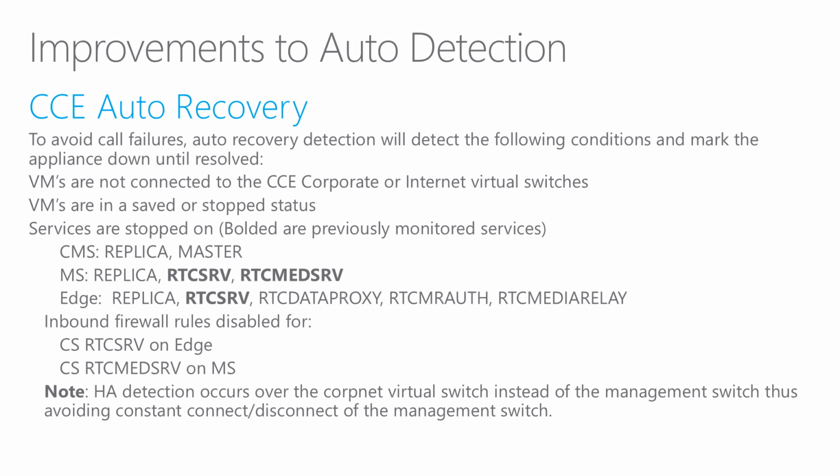Everything that's not bolded below is new. The bolded ones are ones we were previously doing. And in summary, we're monitoring all of the Skype for Business services on the Skype for Business server roles server. So that's Central Management Store, Mediation Server, and Edge. If inbound firewall rules are disabled on Edge or Mediation Server for the specific rules listed here, we'll also re-enable those rules.